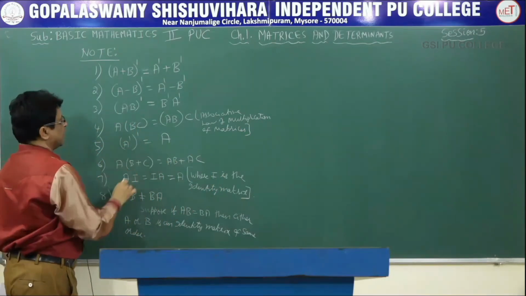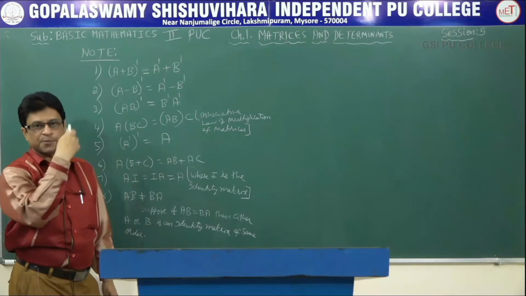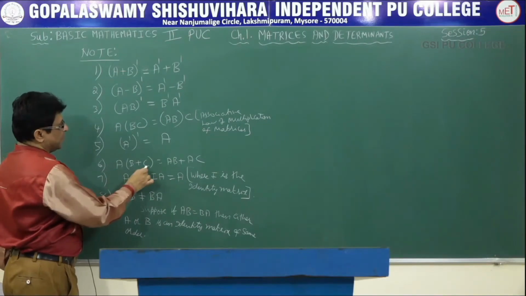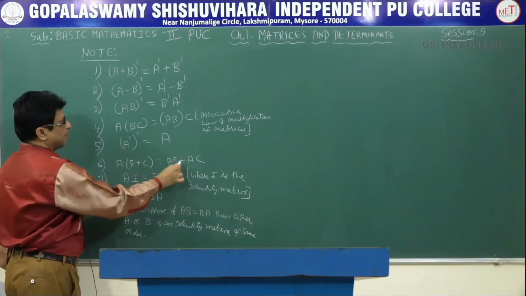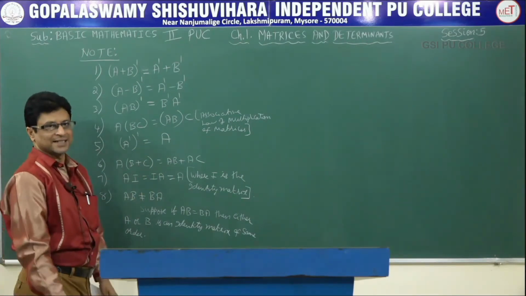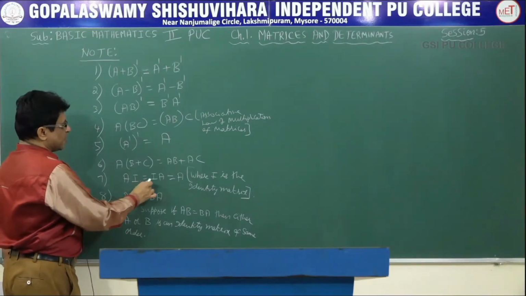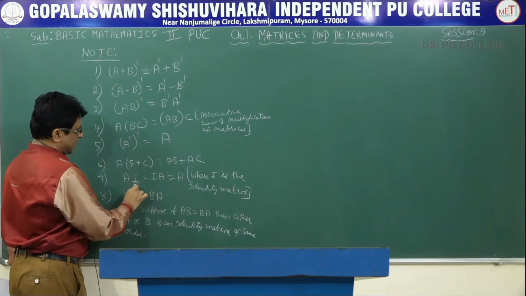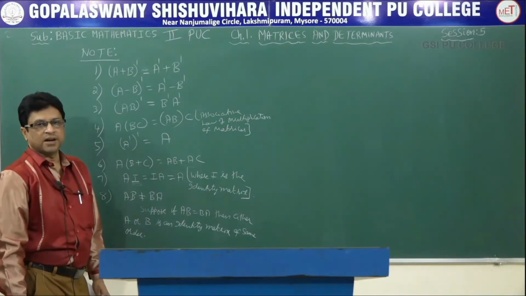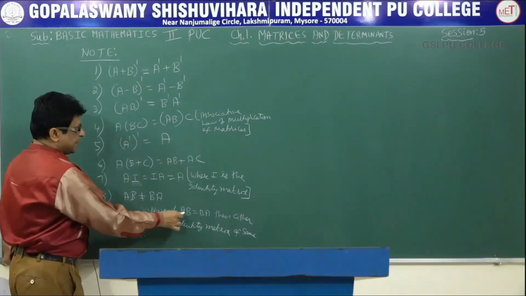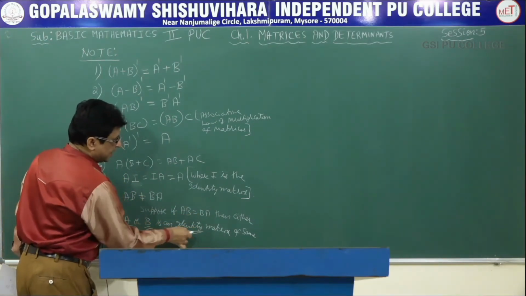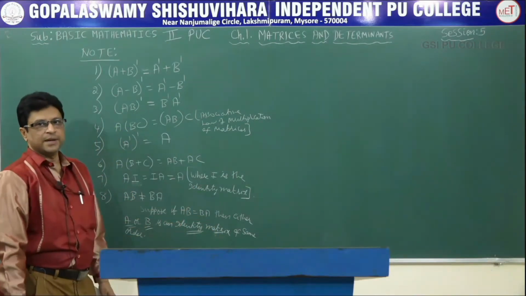A dash whole dash is equal to A. That means the transpose of the transposed matrix is always the original matrix. A into B plus C will be equal to AB plus AC. That is, A is distributed to the sum of the matrices. So AI is equal to IA is equal to A, provided this I is nothing but the identity matrix. Usually AB is not equal to BA. Suppose if AB is equal to BA, then either A or B is an identity matrix of same order.